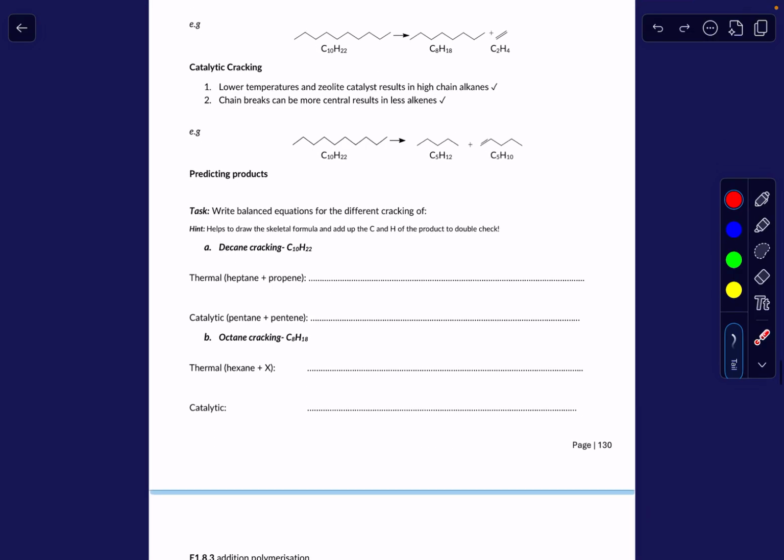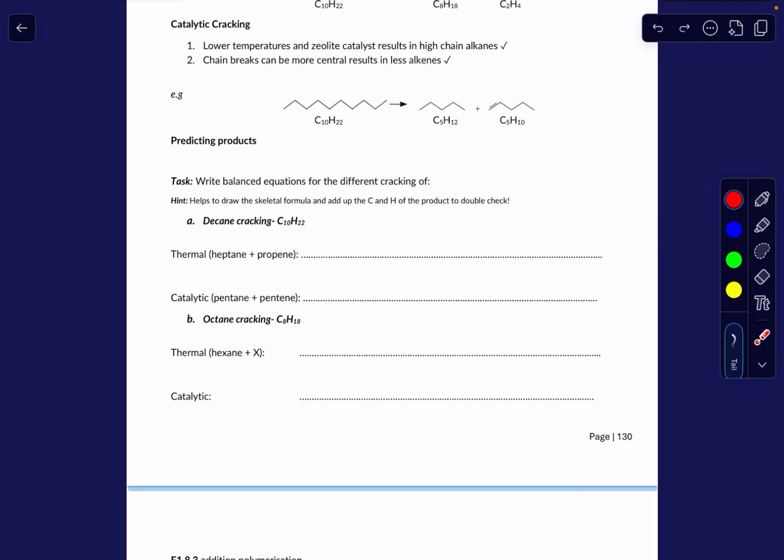What I've got for you guys to put this into practice is a couple of examples here, and I think it would be good if I can give you some form of help with this. So let's take decane, for example. Decane, you've not been taught, but it is 10 carbons long. So I'm just going to draw 10 carbons over here. I'm going to go 1, 2, 3, 4, 5, 6, 7, 8, 9, and 10. And then we're going to crack it.